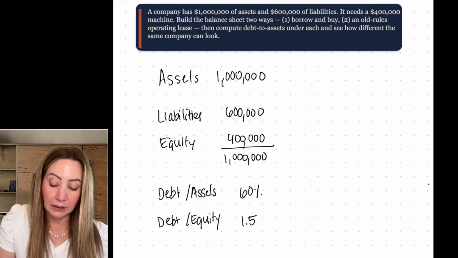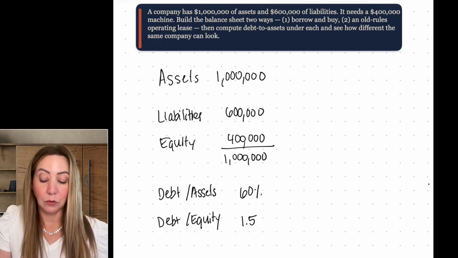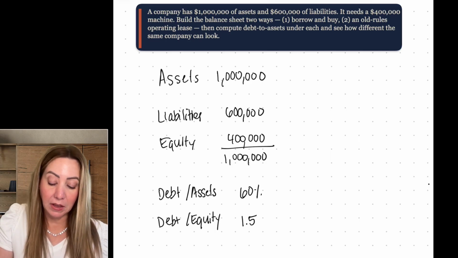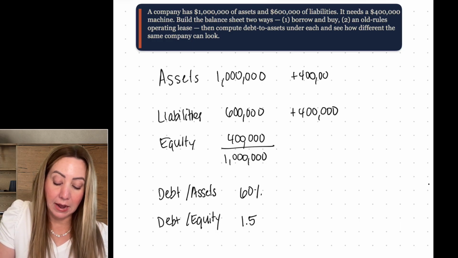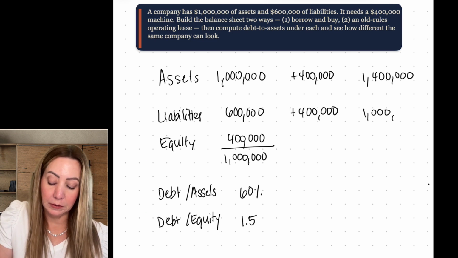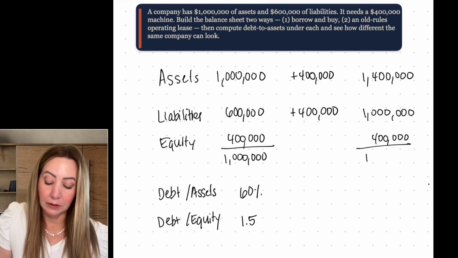So now if this company buys an asset, but under the old leasing rules, it would be an operating lease and not change the balance sheet position at all. But if they were to buy it normally by borrowing money, so we'd add $400,000 to the liabilities, and then they would have a new asset of $400,000. This would be their financial position. They would have 1.4 million in assets. They'd have 1 million in liabilities and still 400,000 in equity for a total of 1.4.